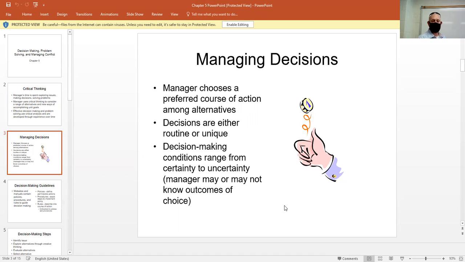Decision-making conditions range from certainty to uncertainty, which is in parentheses here. It says the manager may or may not know the outcomes of choice. You better have an idea. You might not know the exact outcome, but you better have done enough analysis and thought process when you're making decisions to have a general idea of what your outcome is going to be. It's not just like, hey, let's try this. Maybe it'll work. Maybe nobody will die. I mean, you know what I'm saying. You don't go that haphazard with decisions. You think things through, and you may not know exact outcomes, but you need to have a pretty good idea.